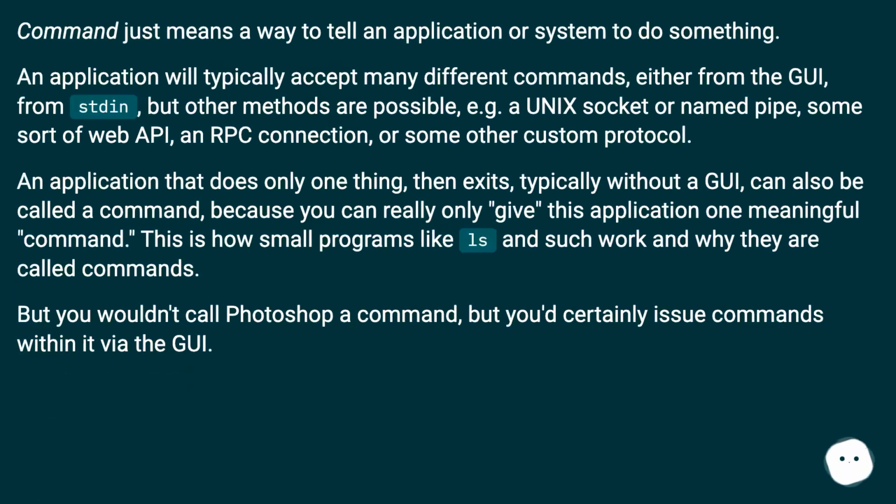Command just means a way to tell an application or system to do something. An application will typically accept many different commands, either from the GUI, from stdin, but other methods are possible, e.g. a Unix socket or named pipe, some sort of web API, an RPC connection, or some other custom protocol. An application that does only one thing, then exits, typically without a GUI, can also be called a command, because you can really only give this application one meaningful command. This is how small programs like ls and such work and why they are called commands. But you wouldn't call Photoshop a command, but you'd certainly issue commands within it via the GUI.